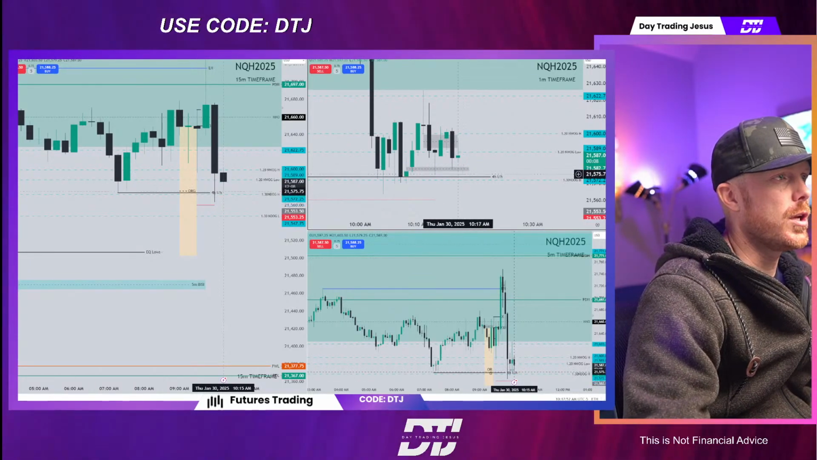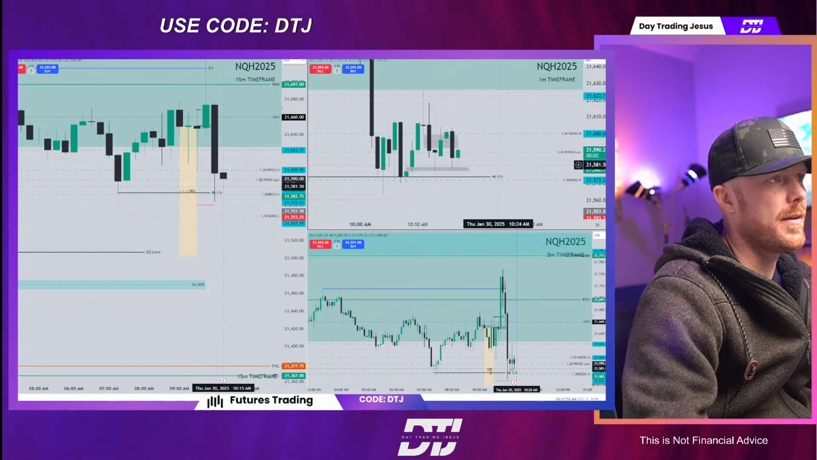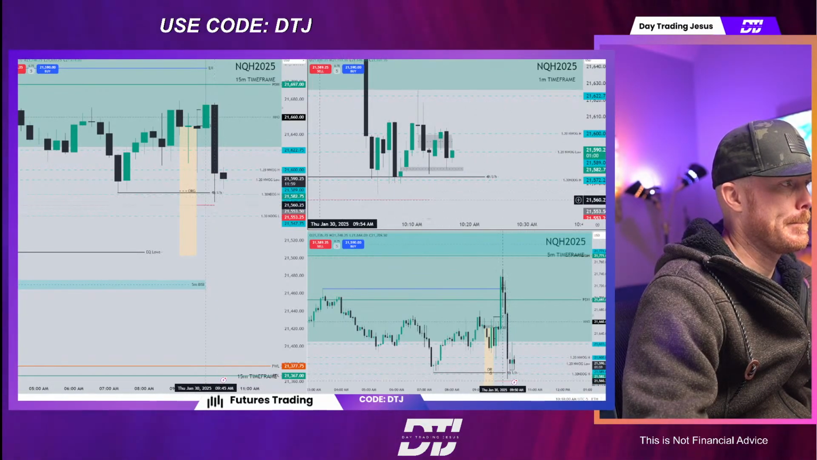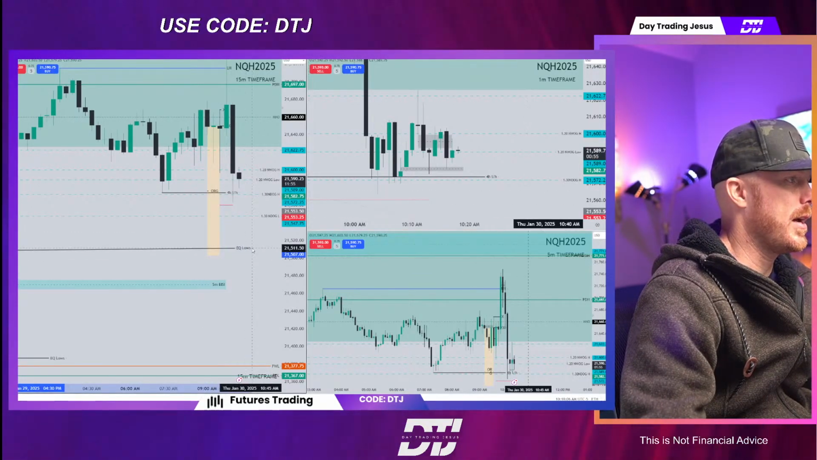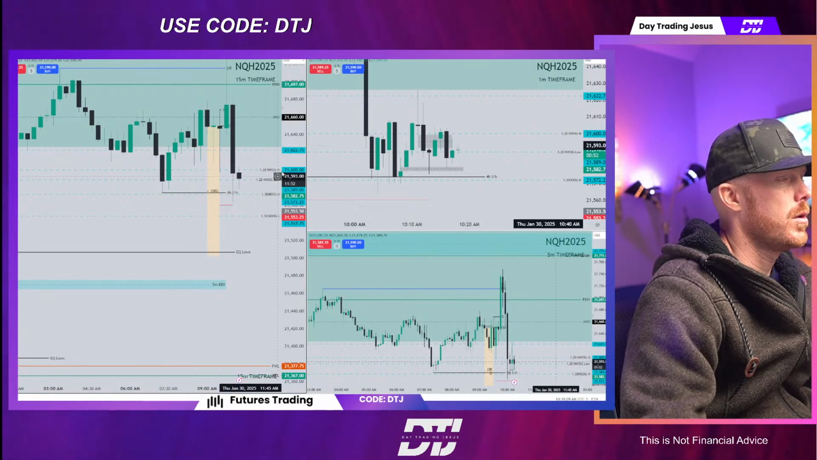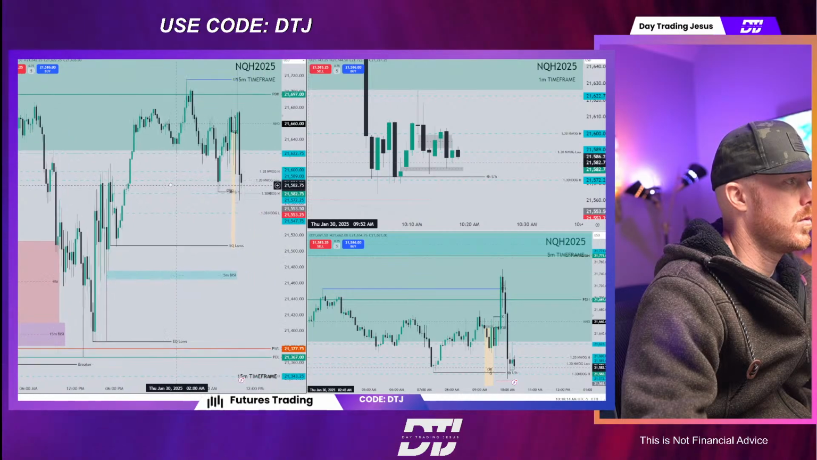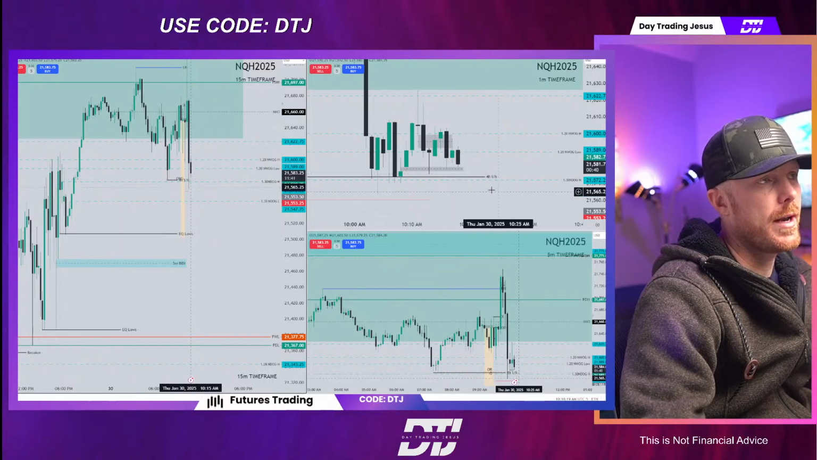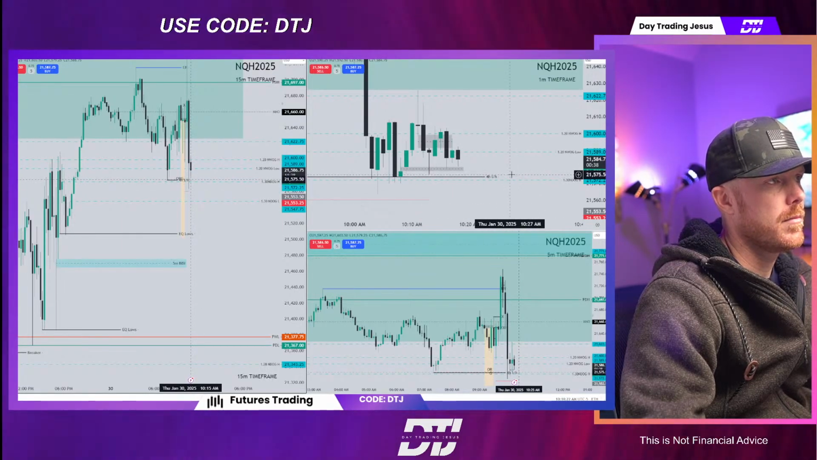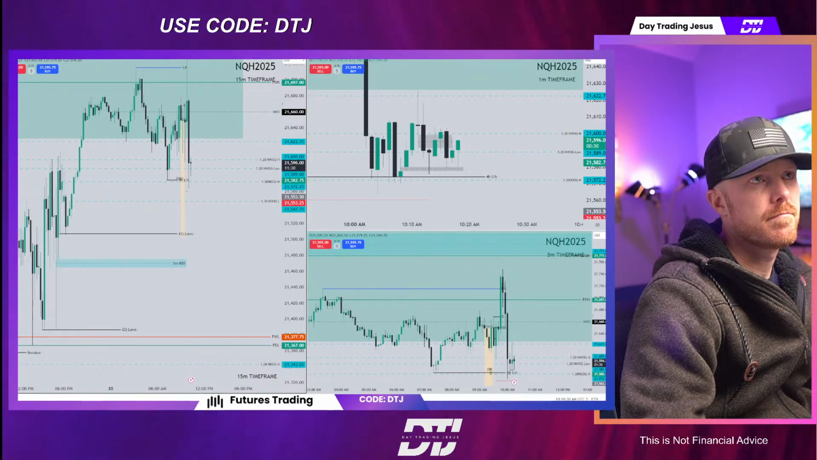Patrick, I'm personally looking for buys, but we need to see displacement to the upside for us to be confident that we're going to do that. We also have equal lows down here. So I'm not looking to take a short right here because we're inside the new day opening gap. I would prefer a long.